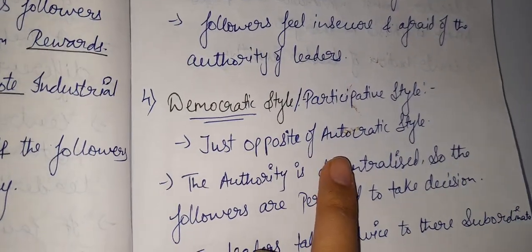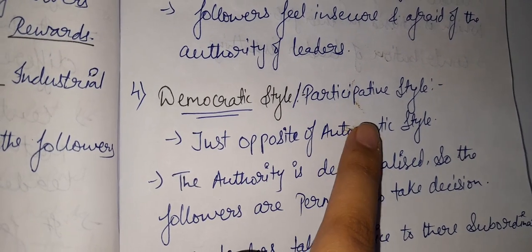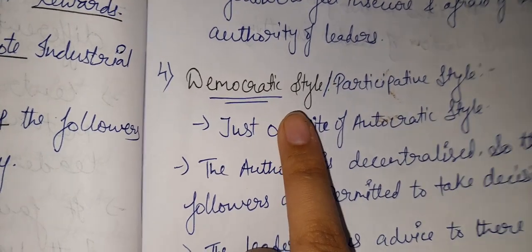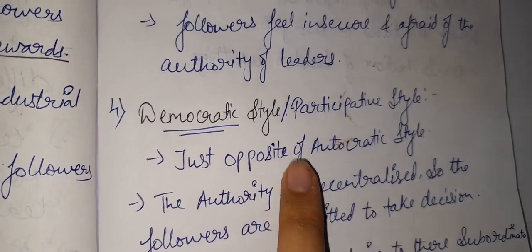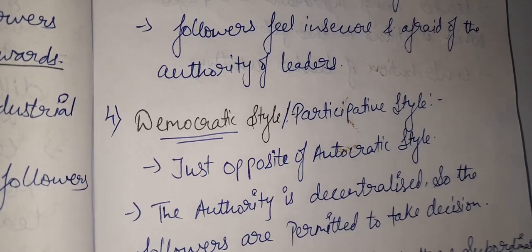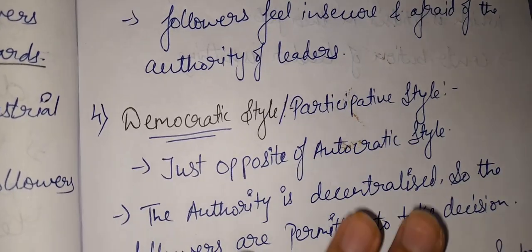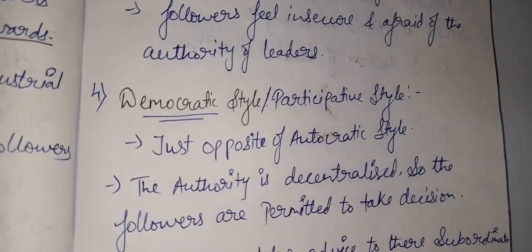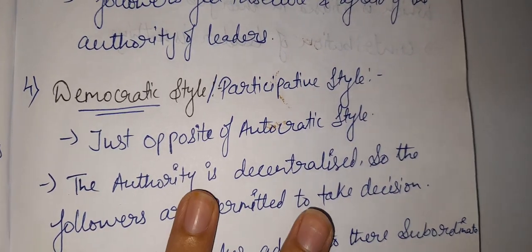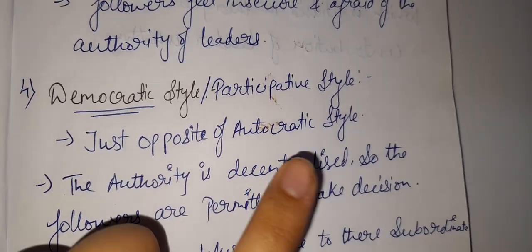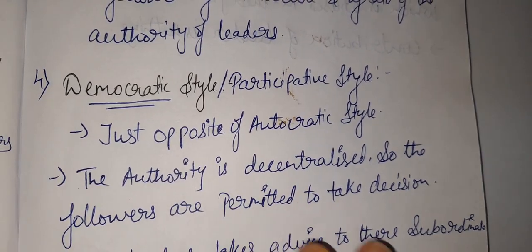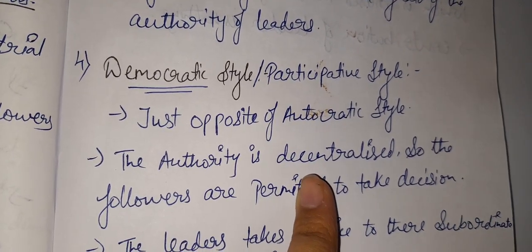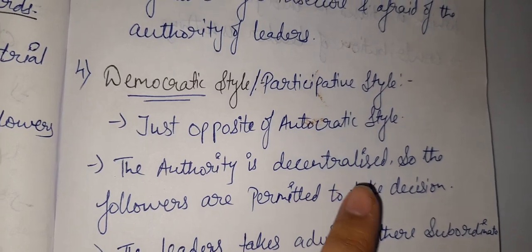Democratic style, or participative style. Of course I know India is a democratic country, but democratic style is quite opposite to autocratic. The authority is decentralized. Decentralized means there is no one central to it. Authority is decentralized, means no head.